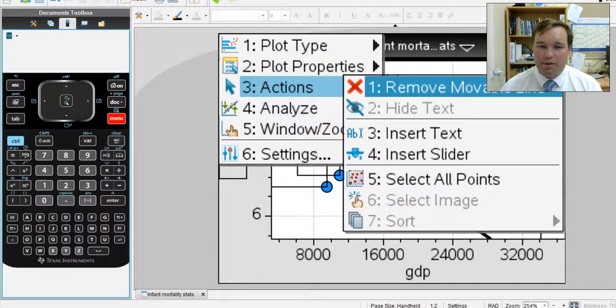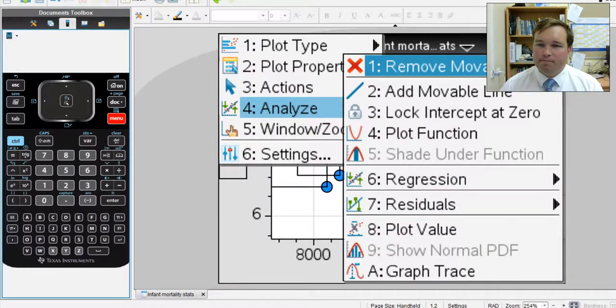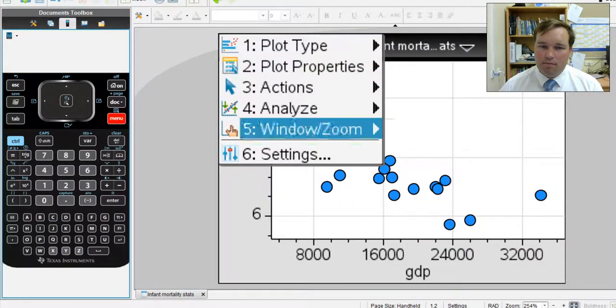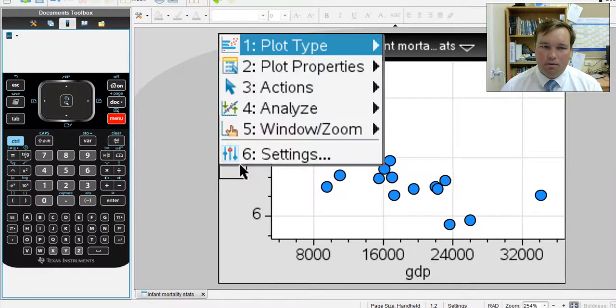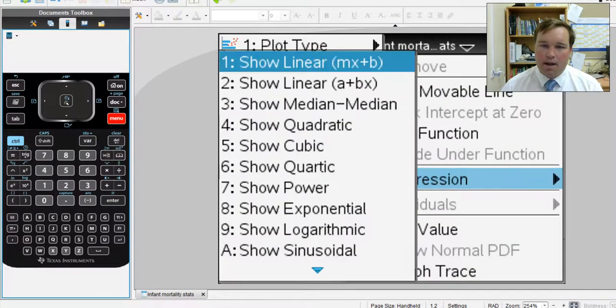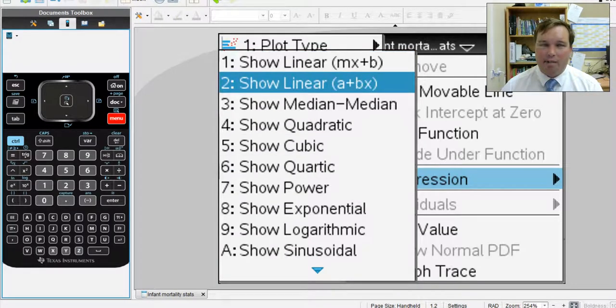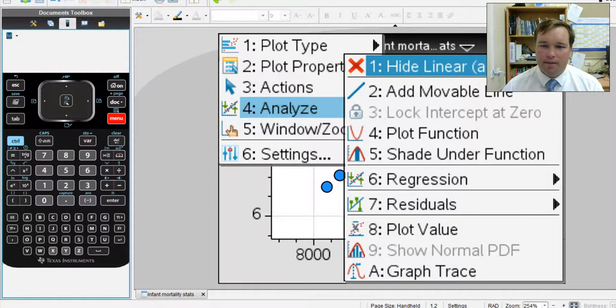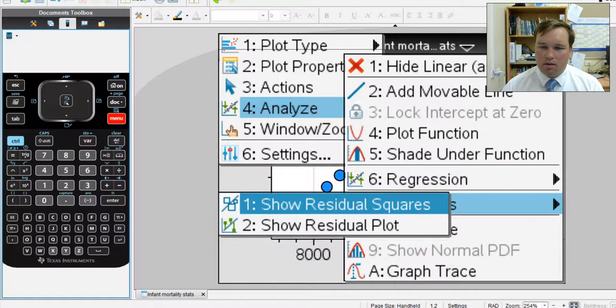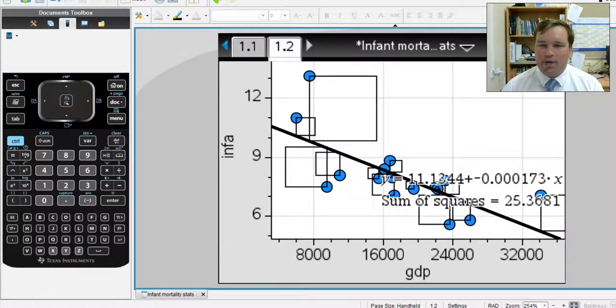So we go menu, I'm just going to remove that line. And you can make it do a regression. And typically we're going to use the second one, a plus bx. Right. Now, my line wasn't far off that before, but let's see what the sum of squared residuals is here. Alright, so my residual sum of 39 was really far too high. The calculator does this very quickly. That is what it's doing when it's finding the minimum sum of squares.